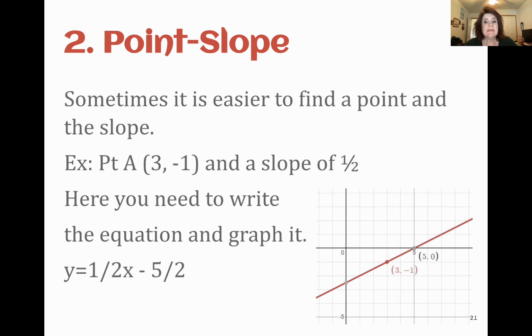So you would begin at the point that you were given, (3, -1). From there, you would rise 1 and run 2. Rise is up and down, run is left and right. Positive is up and right, negative is down and left.